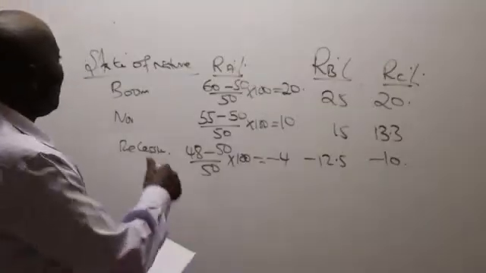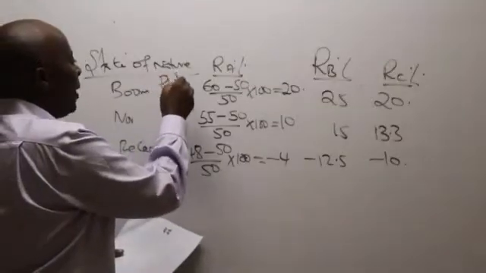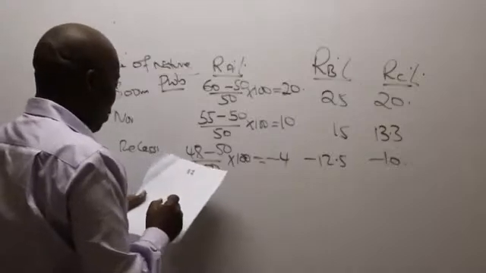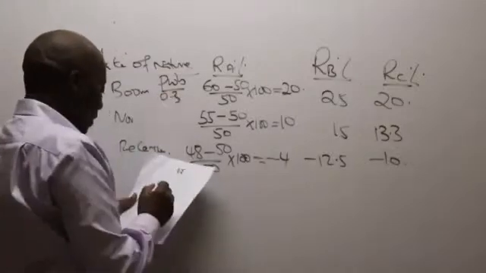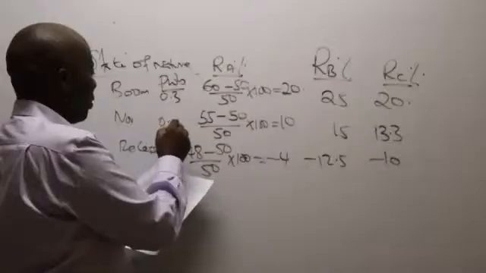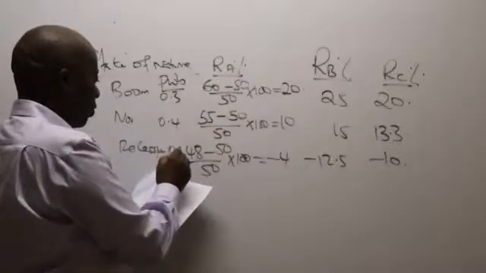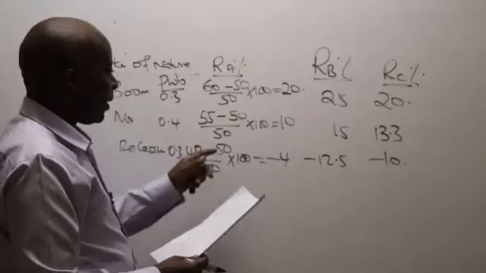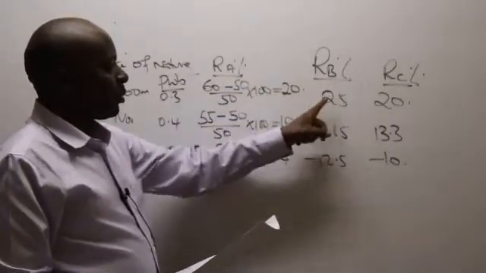Now, ladies and gentlemen, after I reach there, I would want you to do me a favor. Please remember, we already have our probabilities. Probability of boom is 0.3. Probability of normal is 0.4. Probability of recession is 0.3.